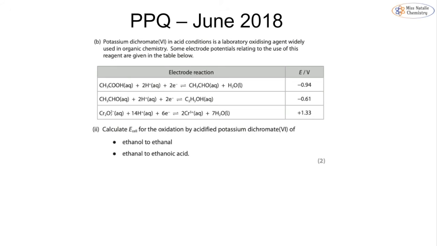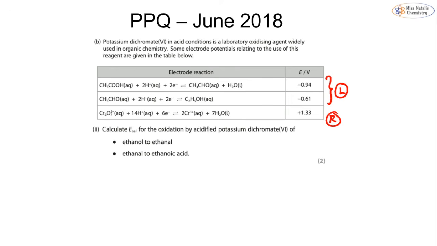We're going to stick with these same substances, but this time we want to look at the E cell for each of them. So we want to calculate the E cell for the oxidation by acidified potassium dichromate of the ethanol to the ethanal and the ethanal to the ethanoic acid. So looking at these values, we can see that both times these two are going to be the left-hand side electrode because they're the more negative, and this one will always be the right.